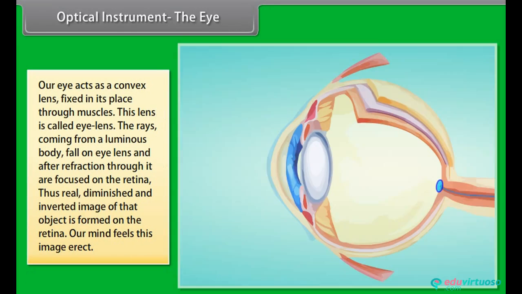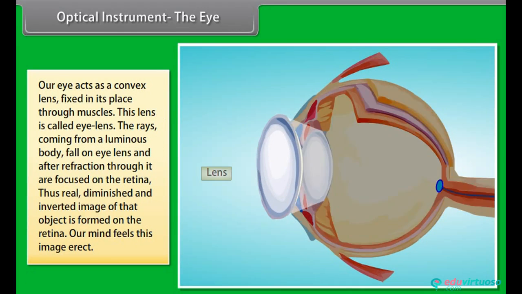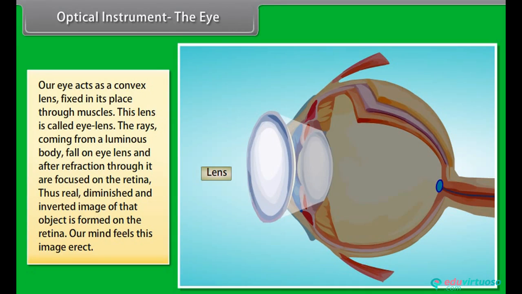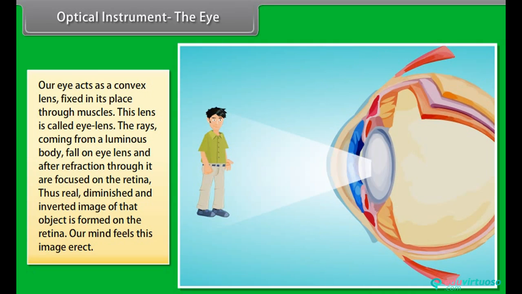Optical Instrument: The Eye. Our eye acts as a convex lens fixed in its place through muscles. This lens is called eye lens. The rays coming from a luminous body fall on eye lens and after refraction through it are focused on the retina. Thus, a real, diminished and inverted image of the object is formed on the retina. Our mind feels this image erect.